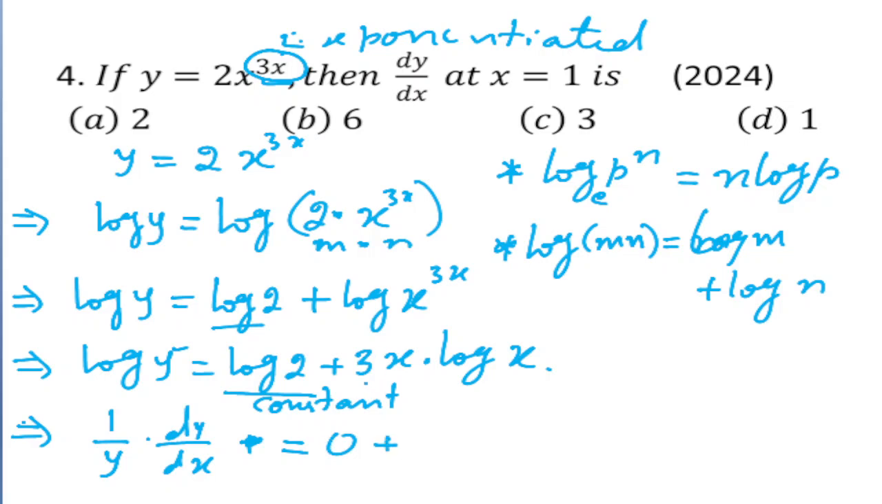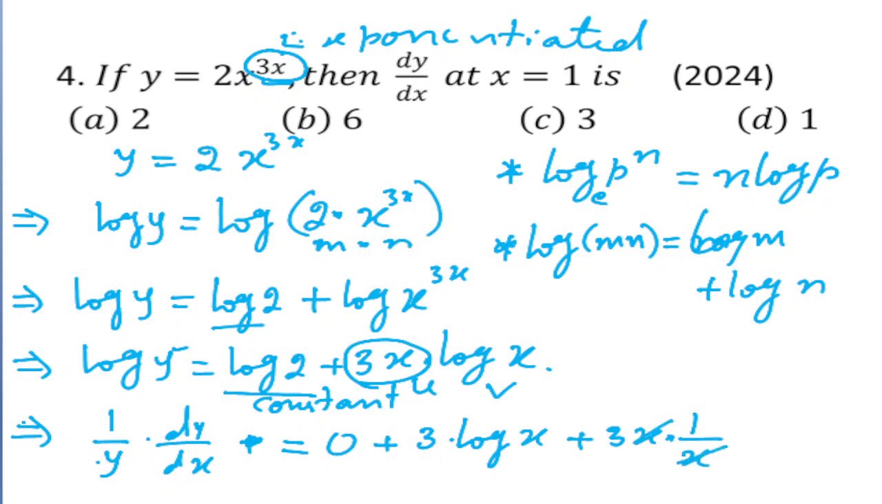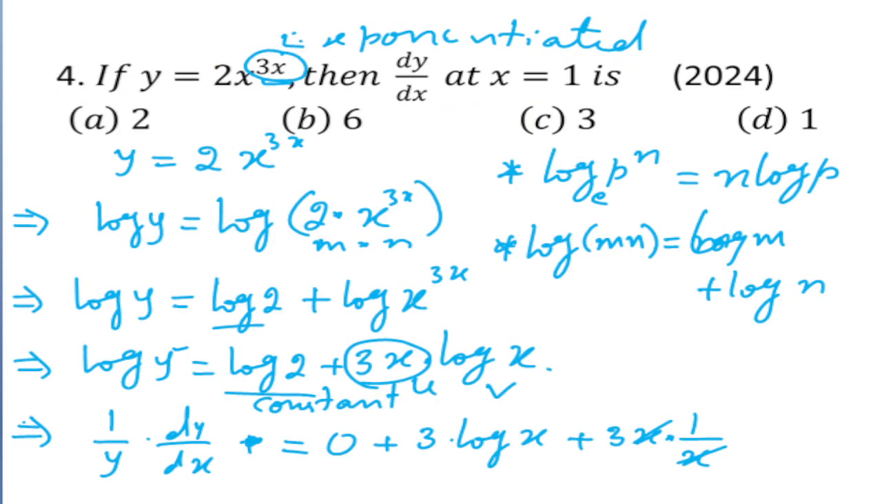Plus, we'll group 3x as one function and log x as another. We'll apply u into v, the product of two functions. What is differentiation of 3x? Differentiation of 3x is 3 and the second function we keep as it is. Plus, keep the first function as it is and differentiate log x. Log x differentiation is 1 over x. X and x will get cancelled. And what is remaining, friends? Let us write down what is remaining here. 1 over y into dy by dx is equal to 3 log x plus 3. X and x cancel. In the last term, only 3 is remaining. First term is 0.